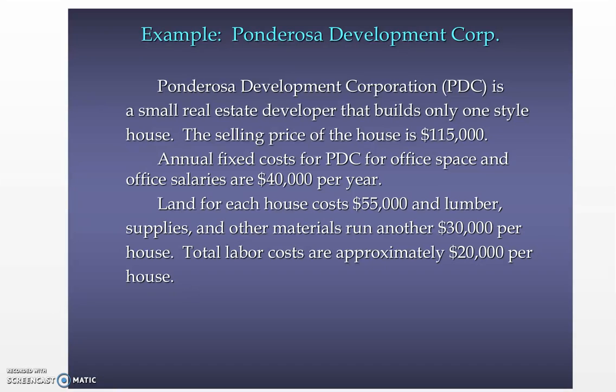All right, let's look at another example. So this builder, this PDC, builds a certain house. They sell their house at a price of $115,000. They've got annual fixed costs, which they've identified as $40,000 per year. Land for each house costs $55,000. The materials and the like run $30,000, and labor is $20,000.